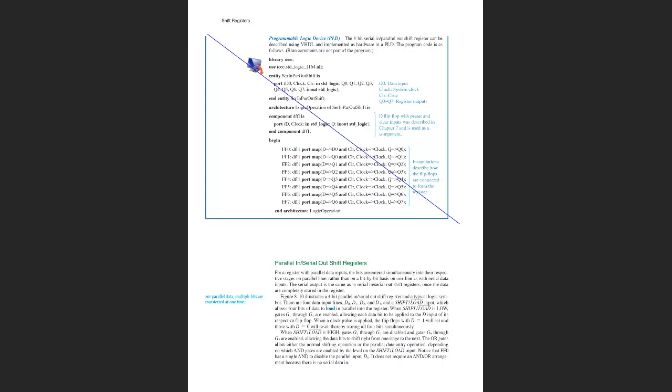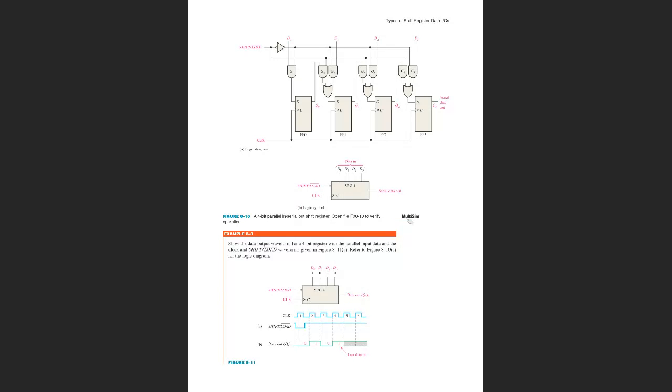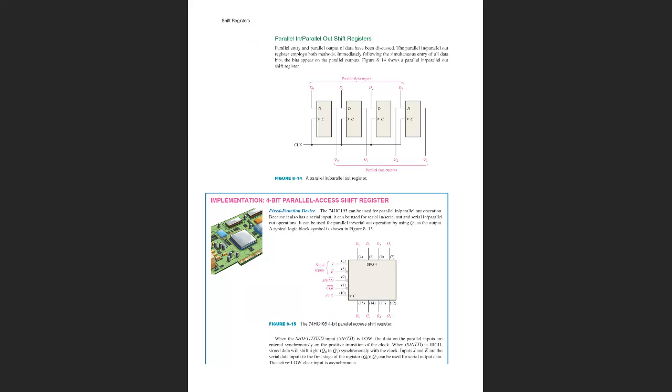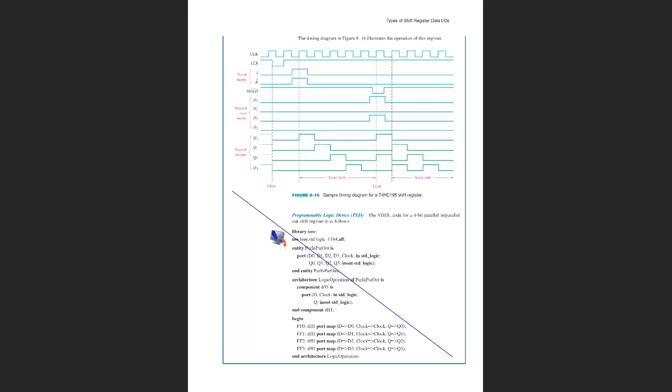Example of existing hardware. Let's have a parallel in, serial out shift register. It requires some help of gates, AND gates and OR gates. In the parallel out shift register example, a simple one, there is no problem with any additional hardware.